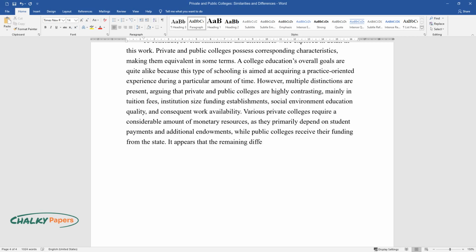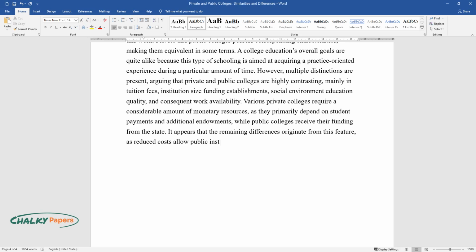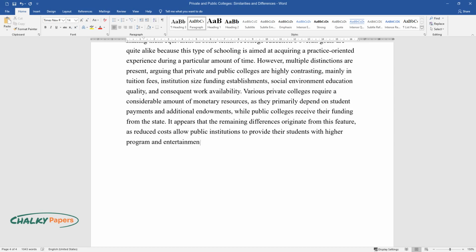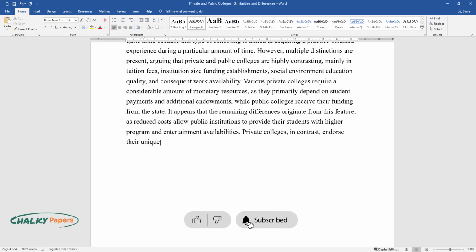It appears that the remaining differences originate from this feature, as reduced costs allow public institutions to provide their students with higher program and entertainment availabilities. Private colleges, in contrast, endorse their unique specializations, individual teaching approaches, and education quality.